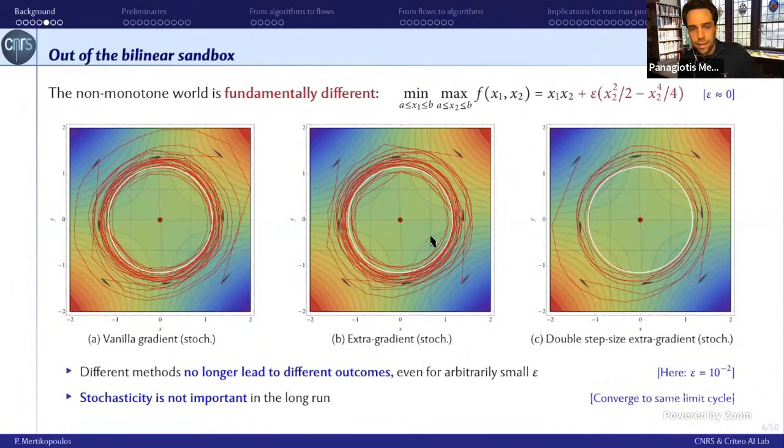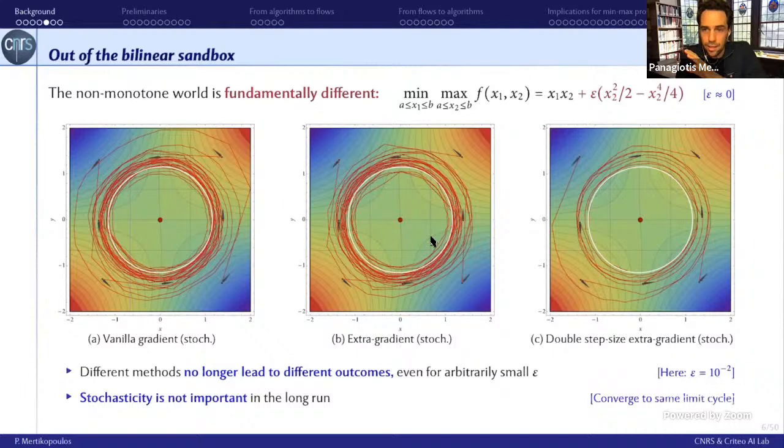All right. If I were to sum up again, you see that when we're out of the bilinear world, in fact, when we're out of the monotone world, we no longer have this fine distinction where more sophisticated first order methods might lead to better or different outcomes, and this even for arbitrarily small perturbations of our original minimax objective. It also turns out that stochasticity plays a much less important role here than it does in the context of bilinear minimax games, which should not be interpreted to mean that stochasticity somehow becomes benign and decides to help us in the non-monotone regime.